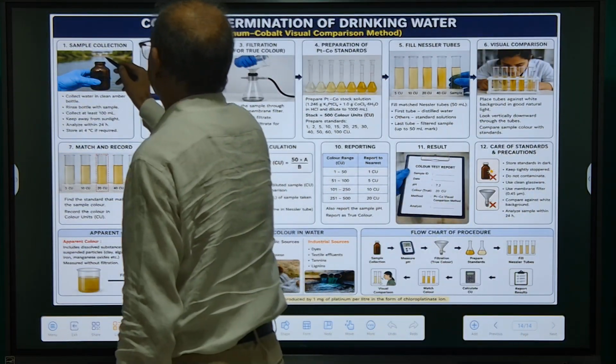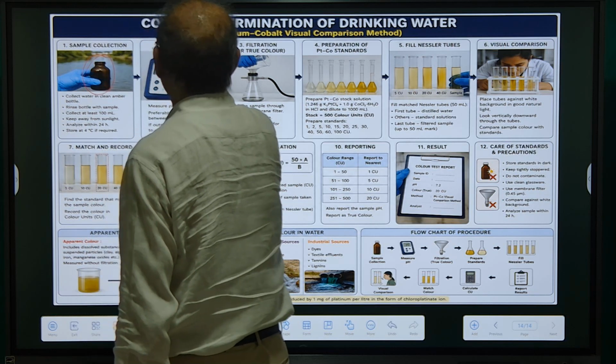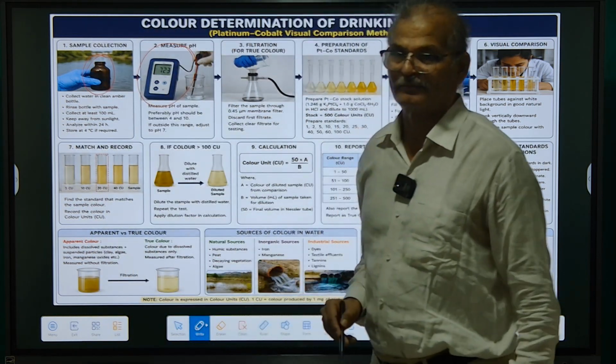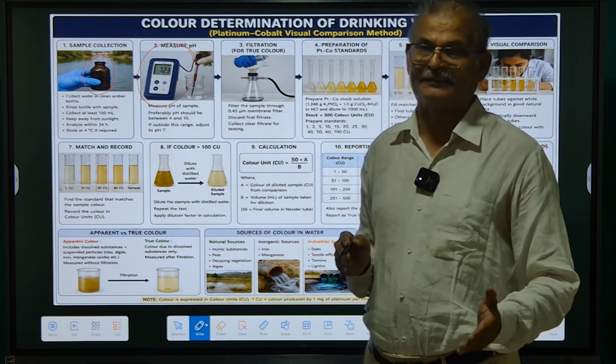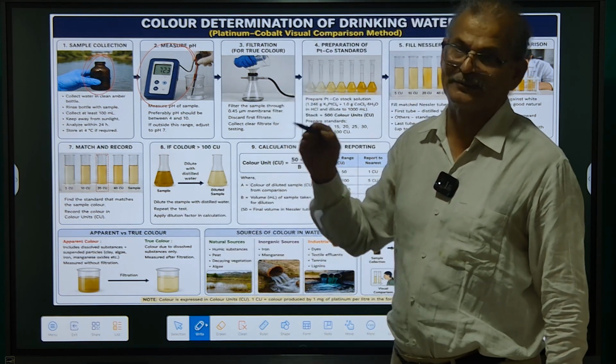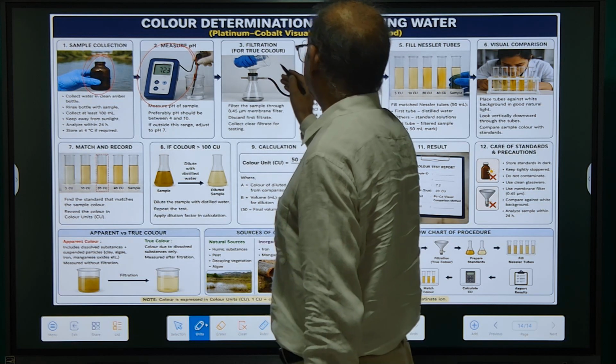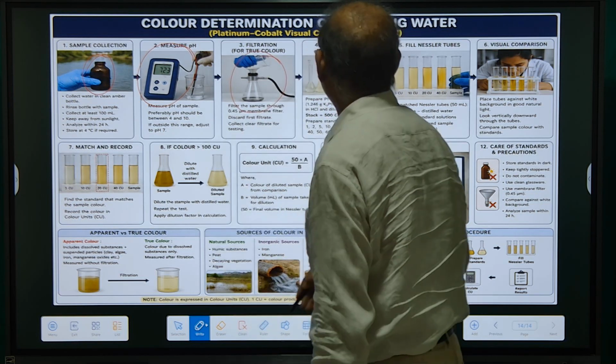So, again we can summarize it. This is the sample collected. We measure the pH. If it is more than 4 and up to 10, it is okay. If it is less than 4 or greater than 10, we have to bring it back to 7. Then we filter it for the true color.